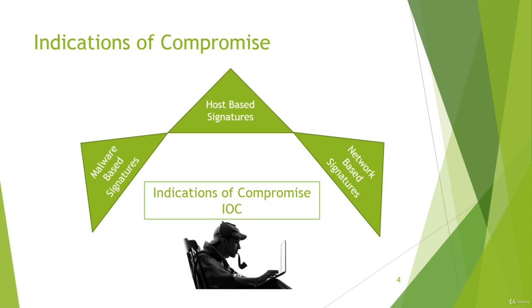What are indications of compromise? Well, we have three types of indication of compromise. One is a malware-based signature, which relates to the software of the malware itself. So, for example, a hash of that executable or a hash of one of the files it created, and so on. Host-based signature: malware tend to do changes on the environment they're hosted in, such as changing registry keys, creating new files, and so on. And that is what we refer to as host-based signature.